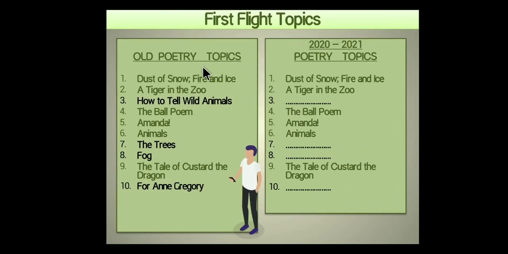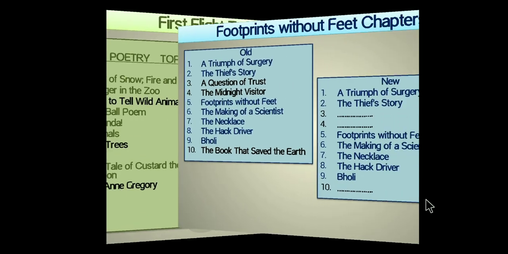From the First Flight book, poetry topics, altogether 4 poems are deleted. The third one is already done by us, so just ignore it for the time being. Third, how to tell wild animals, deleted. The Trees not there, Fog also not there, and Fro and Gregory is also not there. So just mark with a pencil as deleted or D for these 4 topics in poetry.